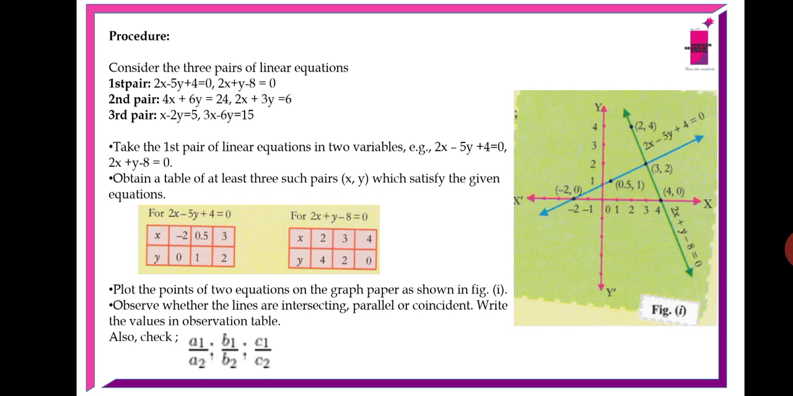You are going to plot these points on a graph paper as shown in figure 1. Observe whether the lines are intersecting, parallel or coincident. Write the values in the observation table, that is 3 comma 2. Also check a1 by a2, b1 by b2, c1 by c2. Here a1 by a2 is 1, b1 by b2 is minus 5 and c1 by c2 is minus 1 by 2. So here you can see a1 by a2 is not equal to b1 by b2, that condition.